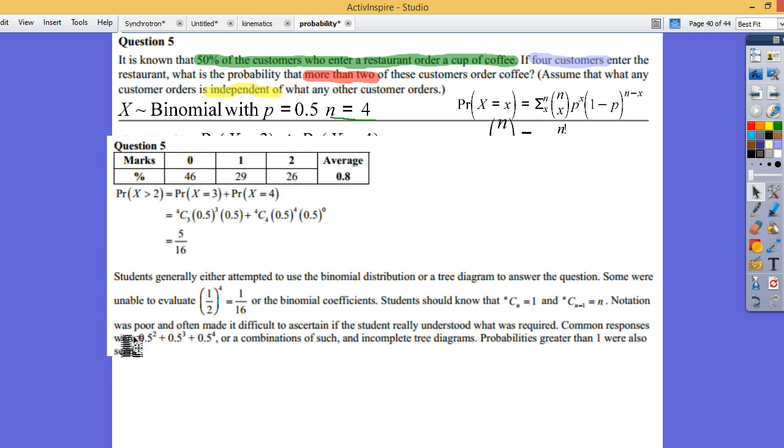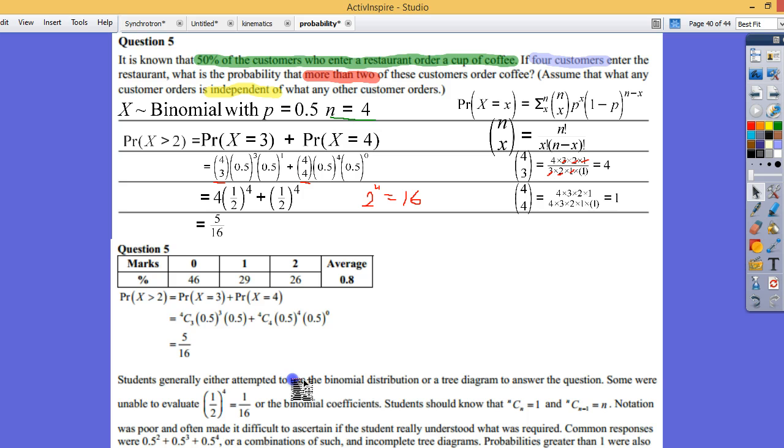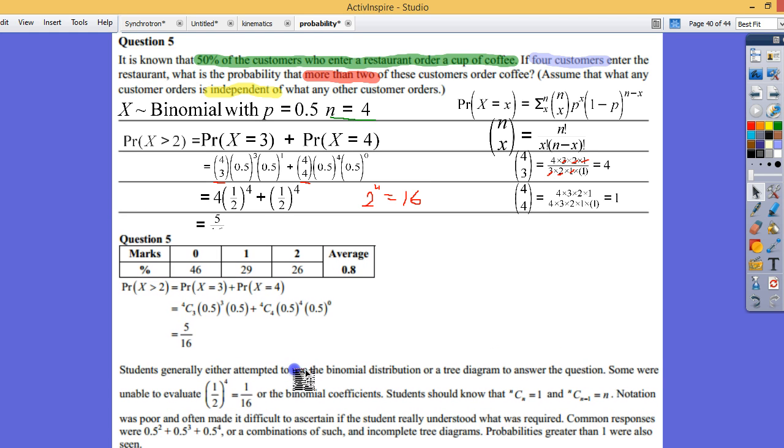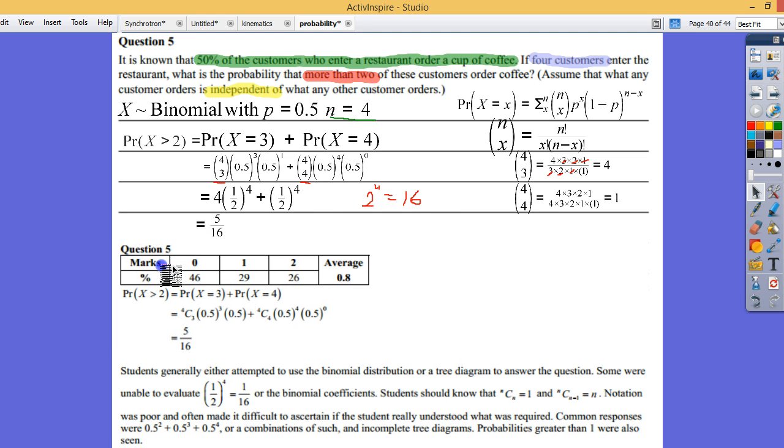Okay, notation was poor and often made it difficult to ascertain if the student really understood what was required. Probably they didn't. 46% got it wrong. Common responses were 0.5 squared plus 0.5 to the power 3 plus 0.5 to the power 4. All combinations of such and incomplete tree diagrams. Probabilities greater than 1 were also seen. Okay. So there you go, that's an important thing regarding binomial distribution, and please expect questions like that on your first exam, so make sure you practice.